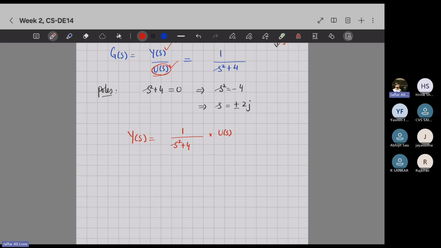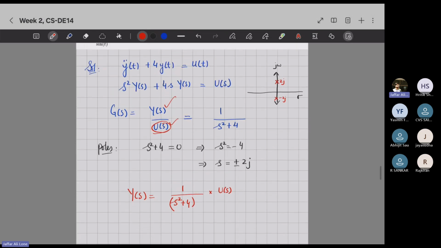So now tell me, when can this system become unstable? See, this is s squared plus 4, so the poles are at 2j and minus 2j. If you put in this input in such a way that its contribution gives poles at 2j and minus 2j, then I will get repeated poles. Even if I get only one 2j, I'll get repeated poles on the imaginary axis, and then my system will be unstable, right? So is it possible?